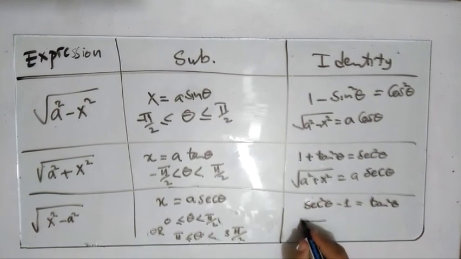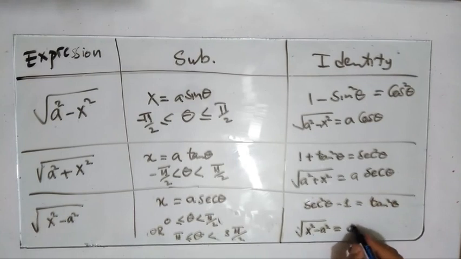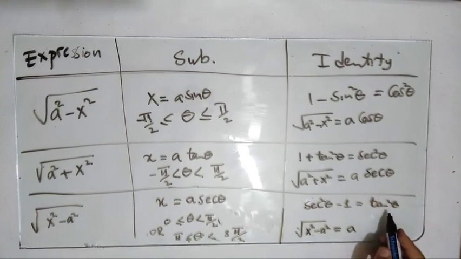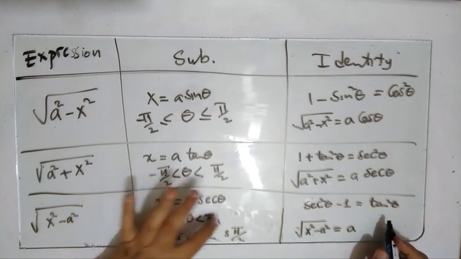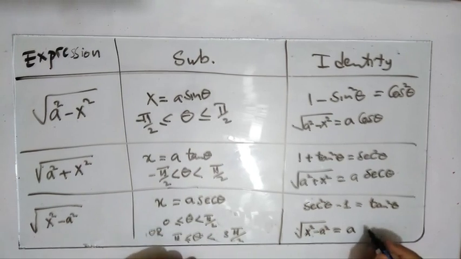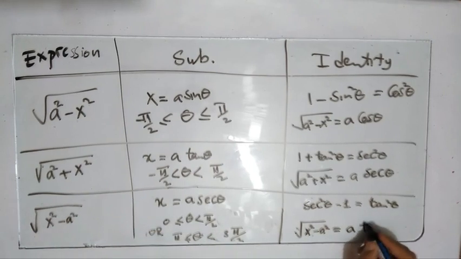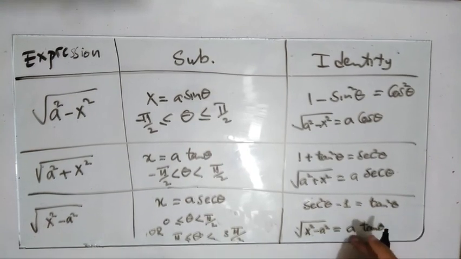Okay, so the square root of x squared minus a squared will be a times the absolute value of tan theta. But since our theta is between 0 and pi over 2, or between pi and 3 pi over 2, there is no meaning for this absolute value, because tan is positive in these intervals, so the square root will be replaced by a tan theta.